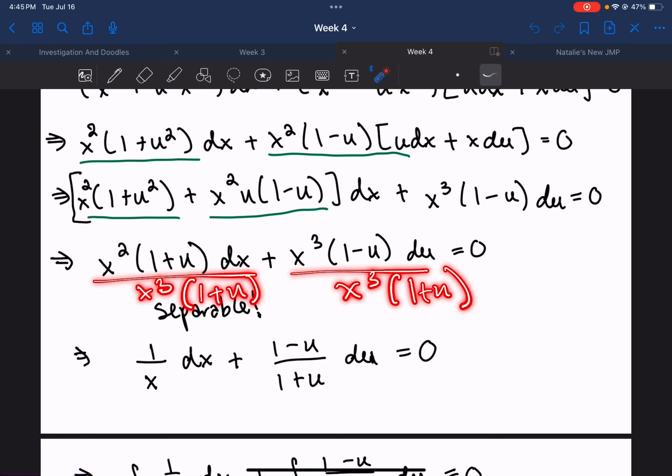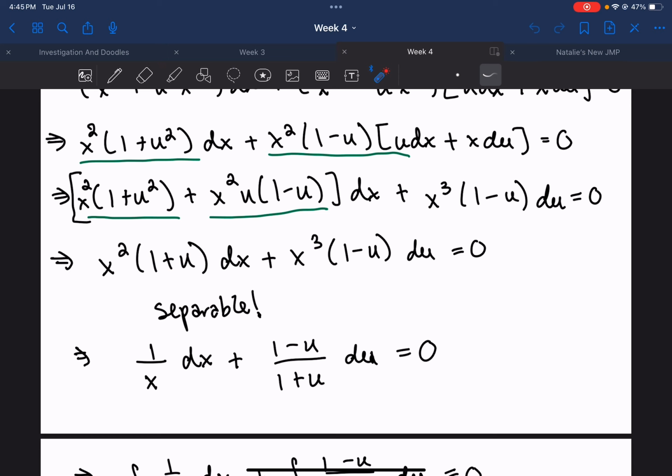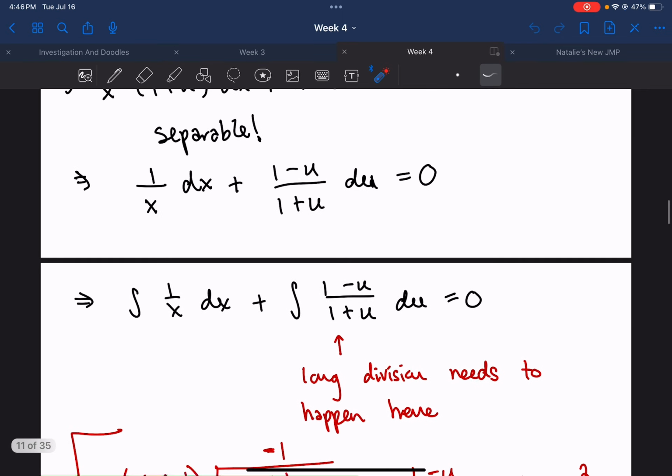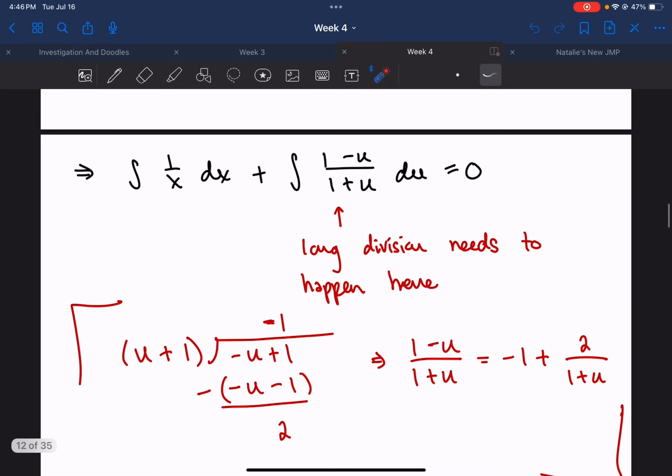Right? 1 plus u cancels, the x cubed cancels. I'm left with 1x in the bottom down here. And I get 1 over x dx plus 1 minus u over 1 plus u du equals 0. And now if I integrate both sides, right? Integrate both sides. I get this step, and unfortunately I'm going to have to do some long division here.